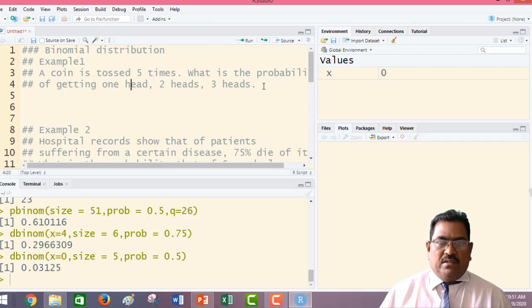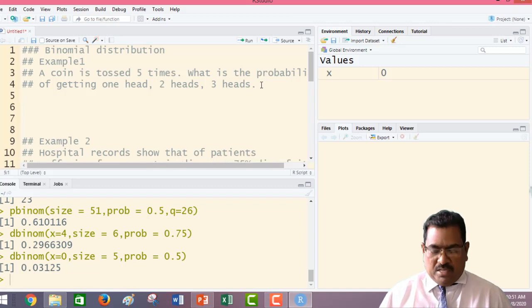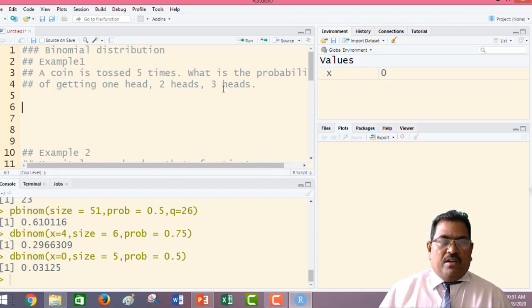Now I copy and paste the same examples into R. Here is the first example. A coin is tossed 5 times. So here n equal to 5, that is called size. And what is the probability of getting 1 head, 2 heads and 3 heads?